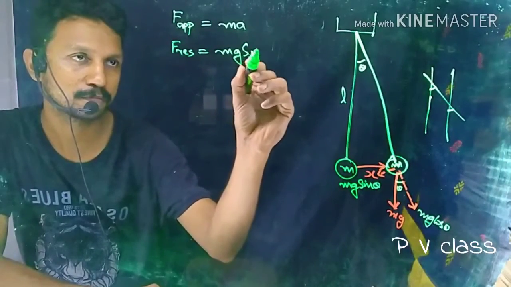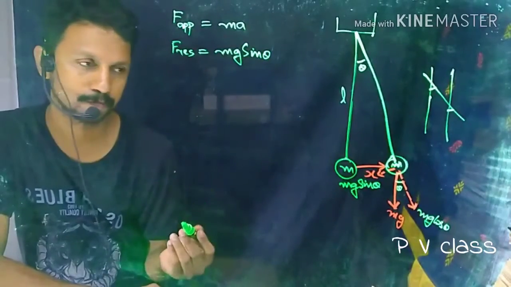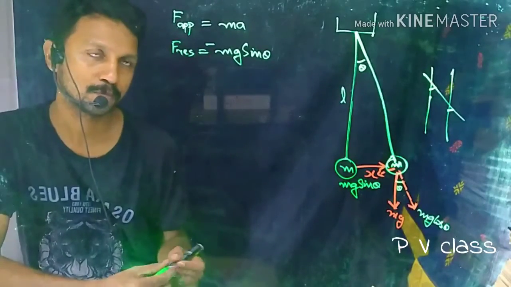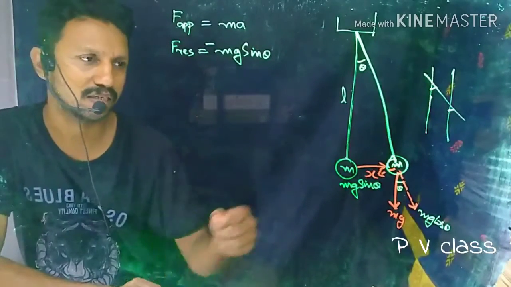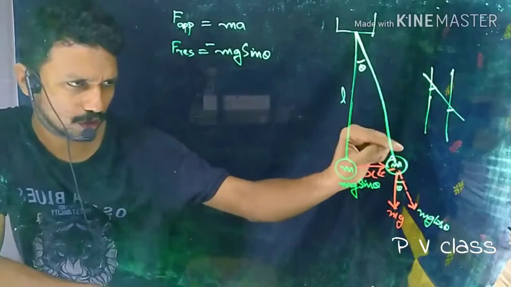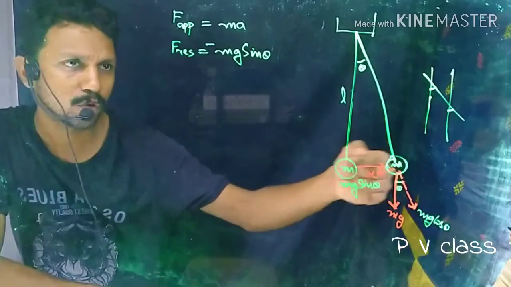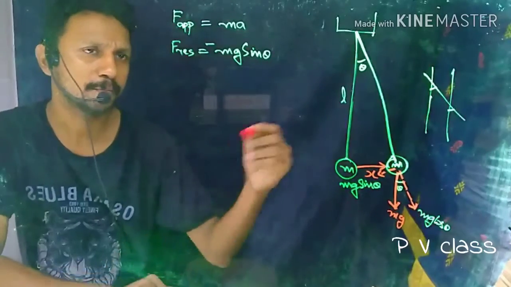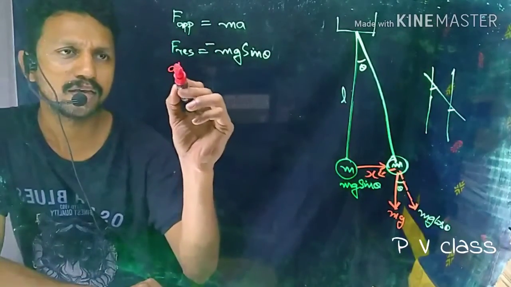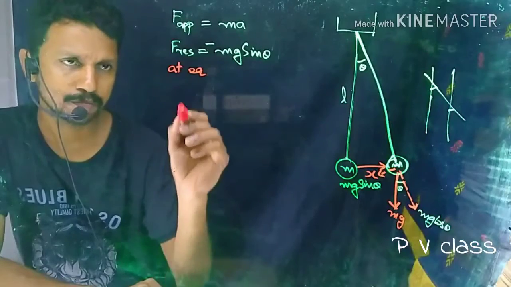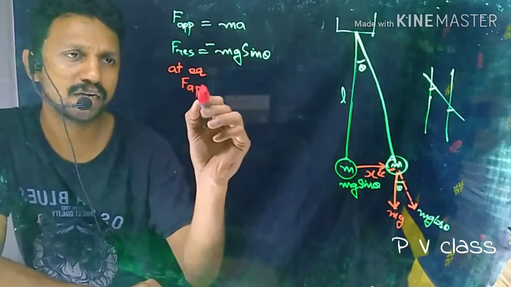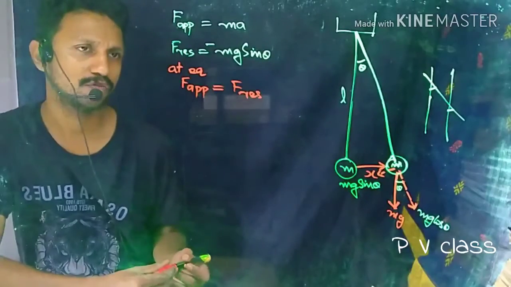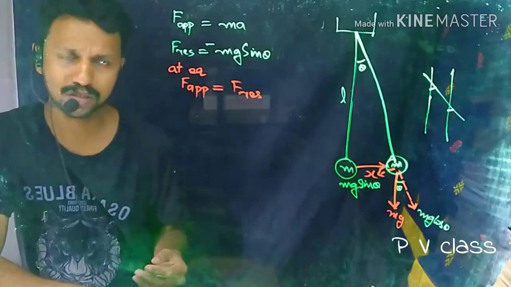Therefore, I am writing the restoring force as minus mg sin theta, because the negative sign indicates that the restoring force is in the opposite direction of displacement. And at equilibrium position, the applied force should be equal to restoring force.